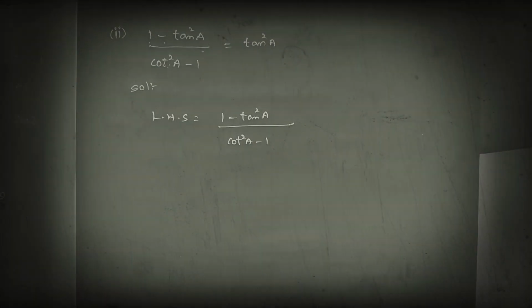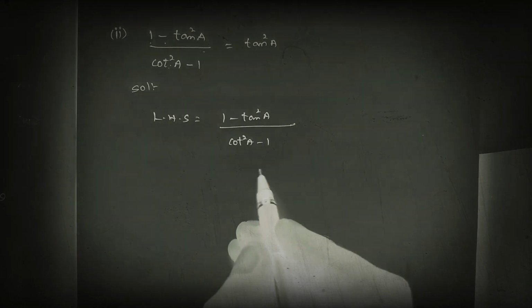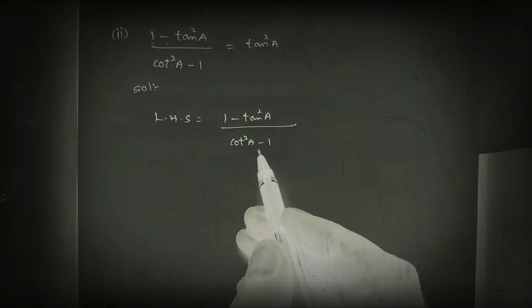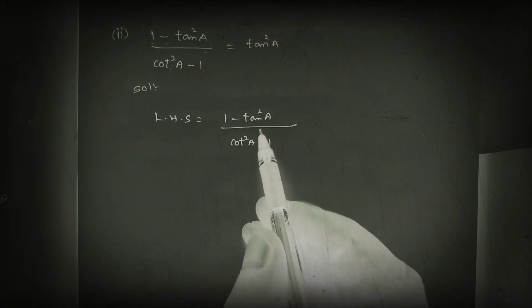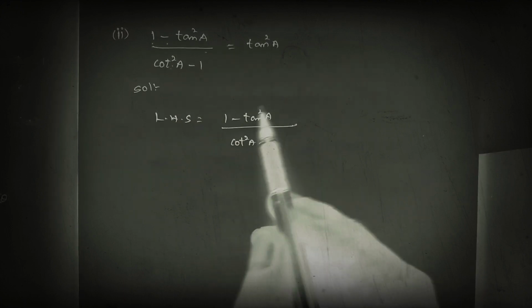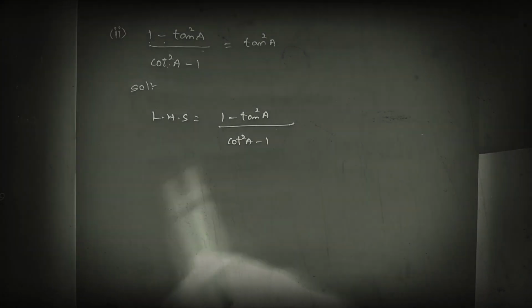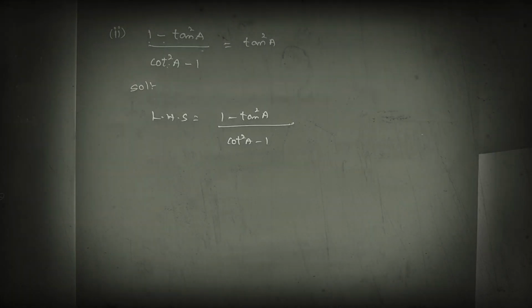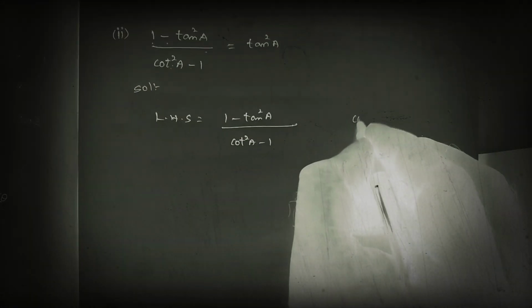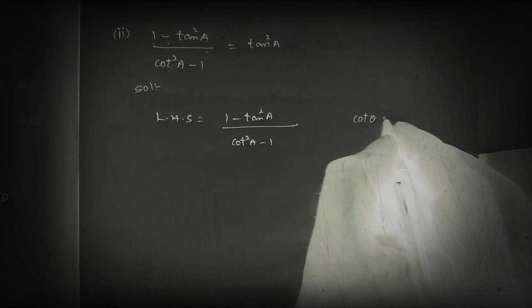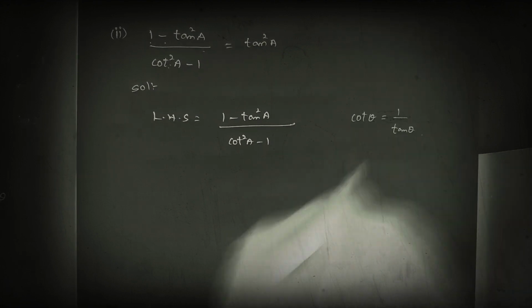What is the formula for 1 minus tan square A? We know 1 plus tan square theta alone is sec square theta. But for 1 minus tan square theta, we don't have a formula. So better we go with this change, converting cot in terms of tan. See, cot square theta. We know that cot theta is equal to 1 by tan theta, the reciprocal of tan theta.